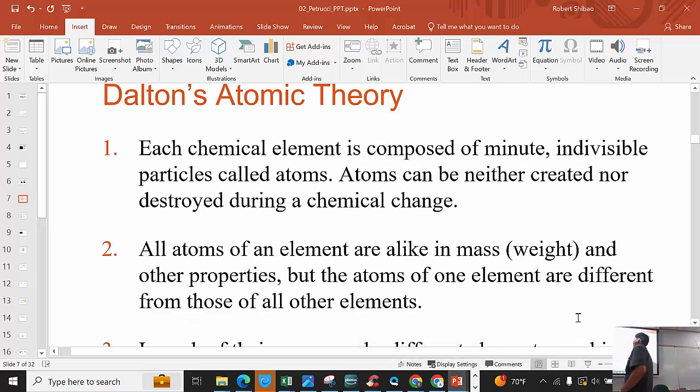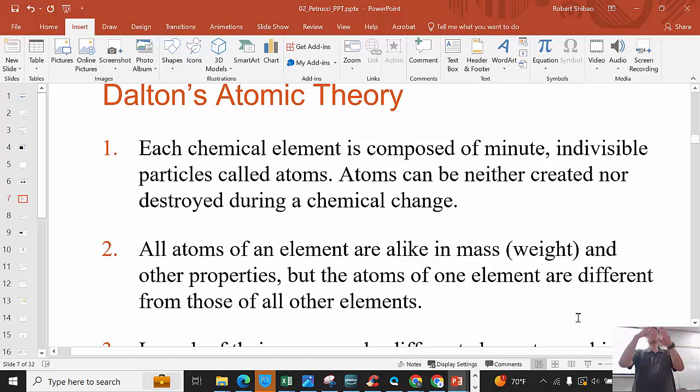So, Dalton's atomic theory. Most of this you already know. You don't have to memorize any of this. Each chemical element is composed of minute individual particles called atoms. Atoms can be neither created nor destroyed in chemical changes. In chemical changes, the atoms get rearranged. In nuclear changes, the nucleus breaks apart.